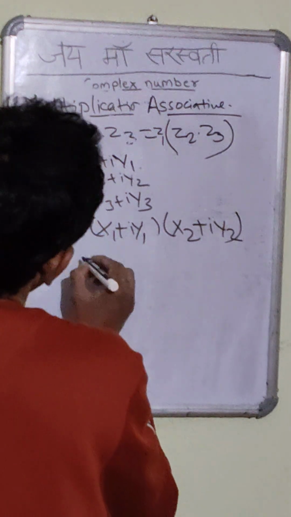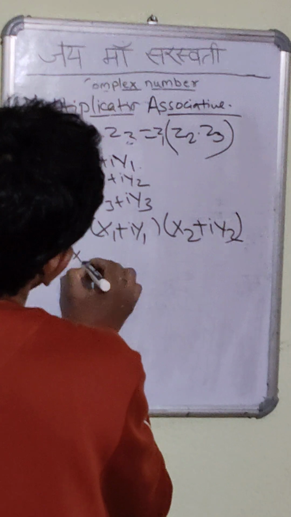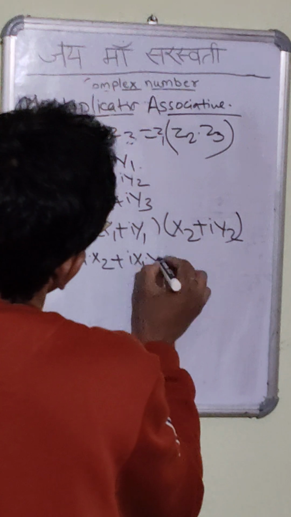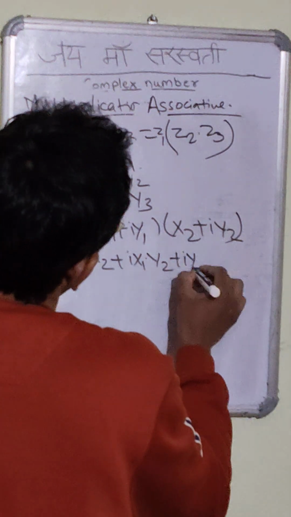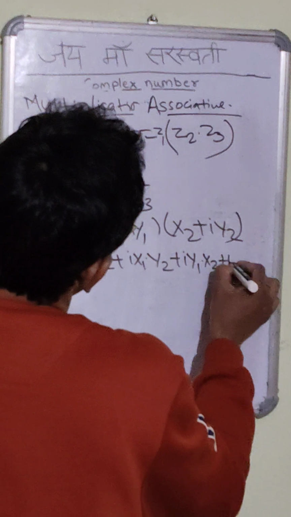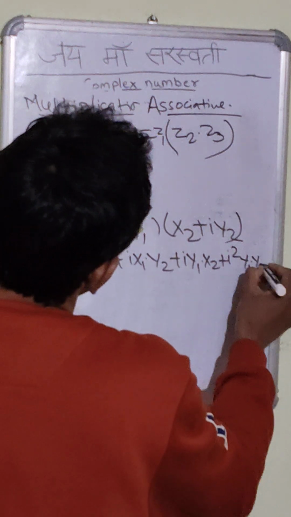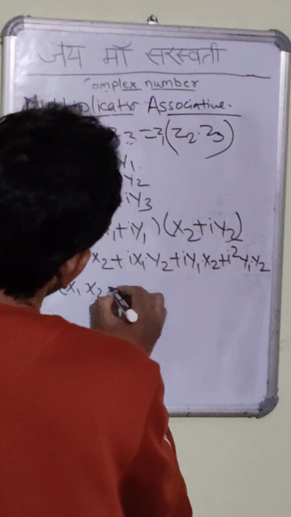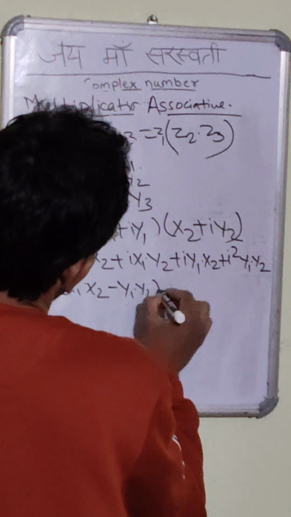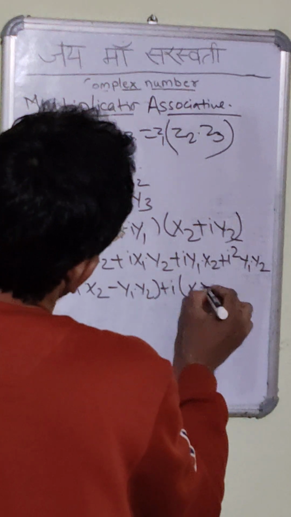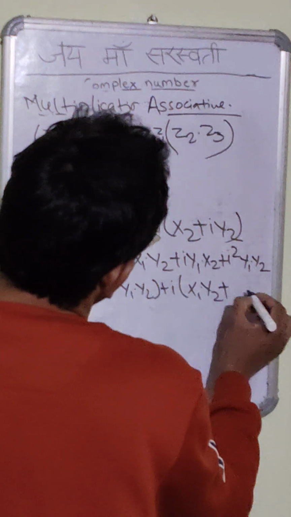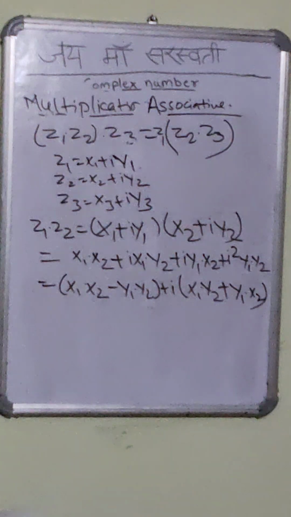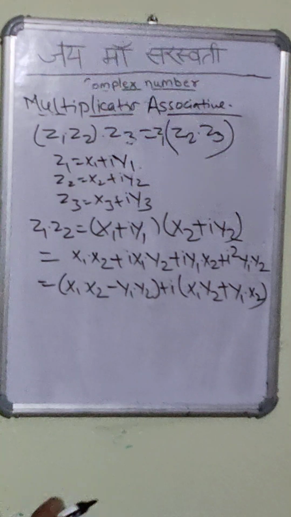Now we will be multiplying x1 into x2 plus i x1 into y2 plus i y1 into x2 plus i square y1 into y2. So it will be x1 into x2 minus y1 into y2 plus i times (x1 into y2 plus y1 into x2). So that is the basic expression whenever we are multiplying two complex numbers together.